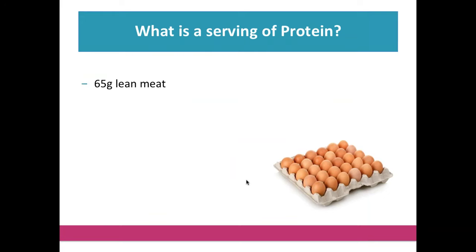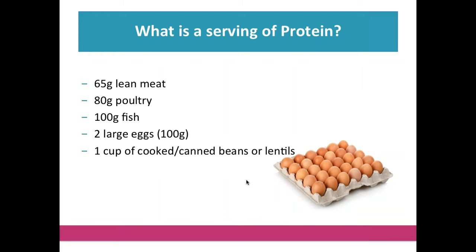Protein, I mentioned that you needed 2 to 3 serves of protein. So what is an actual serving size of protein? It's about 65 grams of lean meat, or 80 grams of poultry, so chicken or turkey, 100 grams of fish, 2 large eggs, 1 cup of canned beans or lentils. Now, with the beans or lentils, this also accounts for a serving of carbohydrates. Okay, so just be wary of that.